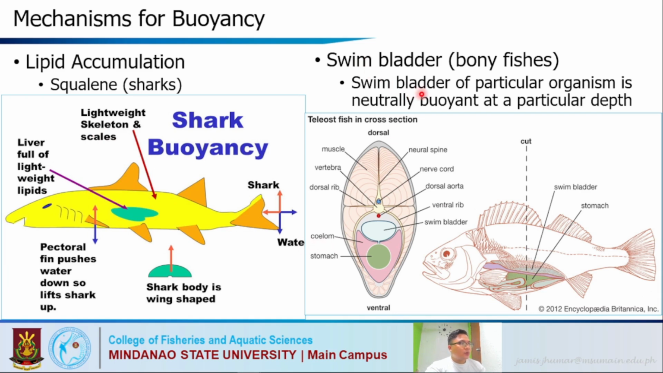While the bony fishes have the swim bladder, a particular organism is neutrally buoyant at a particular depth. So it depends upon the adaptation of the fish and the aquatic or pelagic environment where they are situated. Because if they are bottom dwellers, of course, they have some sort of configuration of their swim bladders, or sometimes their swim bladders are absent, and they have different configurations or adaptations on how to keep afloat or maintain their buoyancy. So those are the different mechanisms of buoyancy. Those are our coverage for module 2.